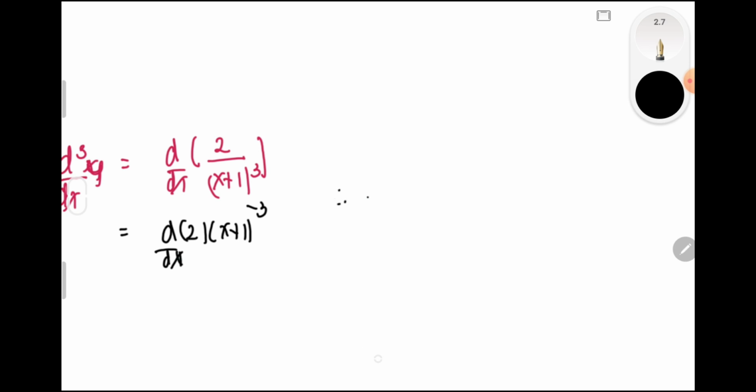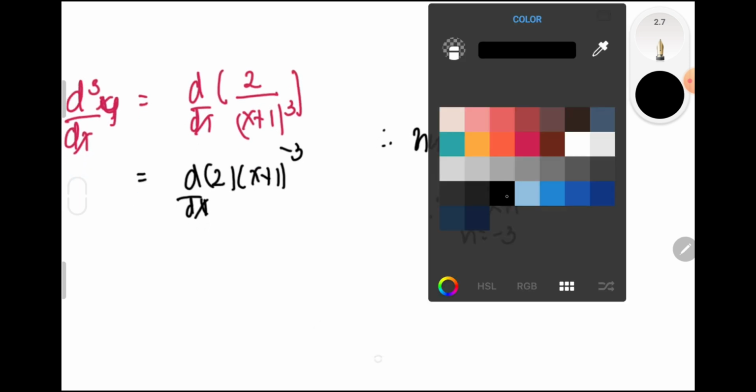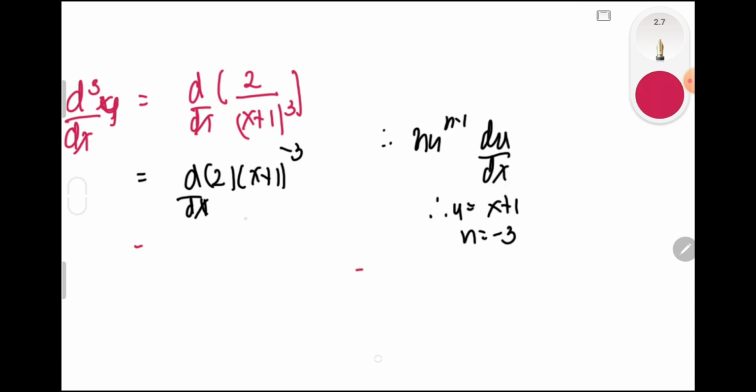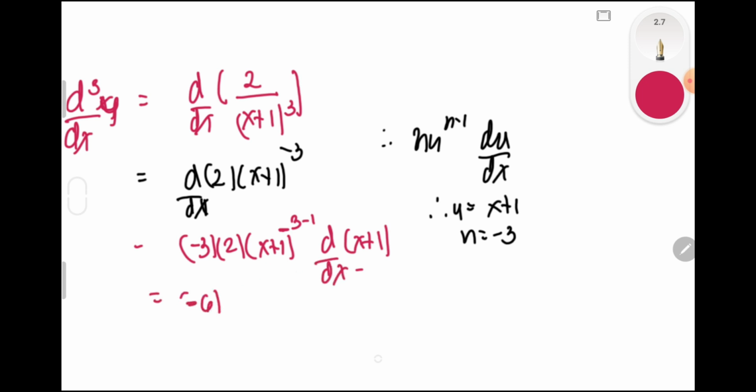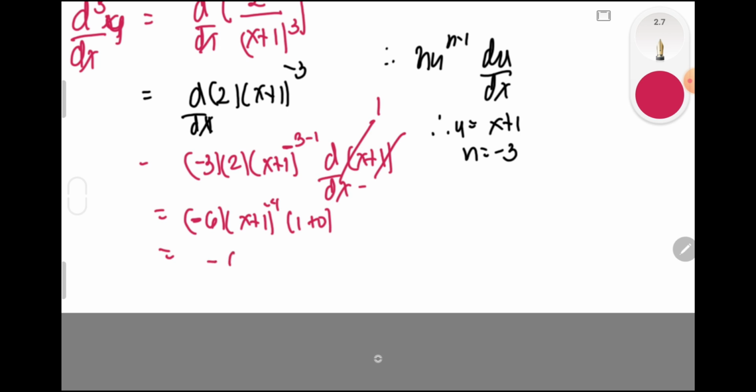So using our power rule wherein we have n u raised to n minus 1 du over dx, wherein our u will be equal to x plus 1 and our n will be equal to negative 3. So therefore from this, by using our formula, I may say that I will have a value equal to negative 3 multiplied by 2 multiplied by x plus 1 raised to negative 3 minus 1 multiplied by the derivative of x plus 1 with respect to x. So therefore we have negative 6 multiplied by x plus 1 raised to negative 4 multiplied by the derivative of x is 1 and the derivative of 1 is 0. So 1 plus 0. So therefore we'll have a value equal to negative 6 divided by x plus 1 raised to positive 4.